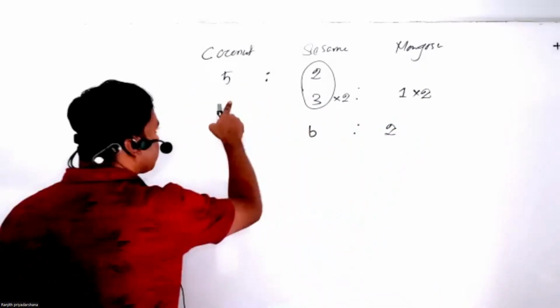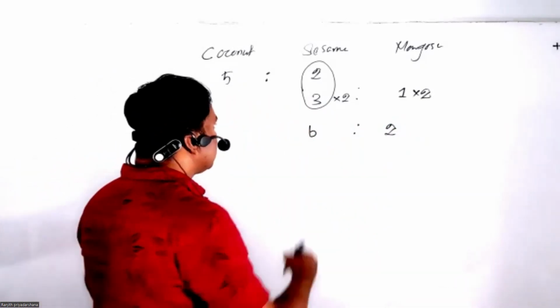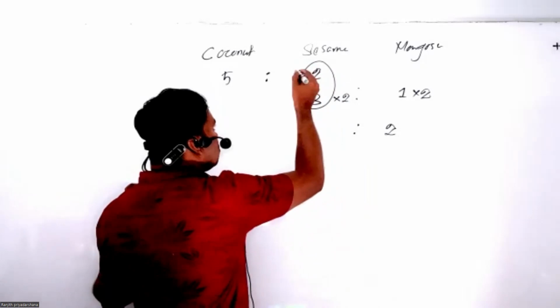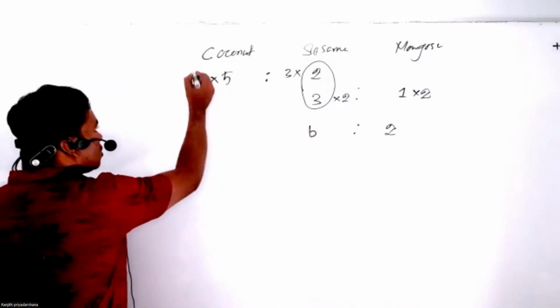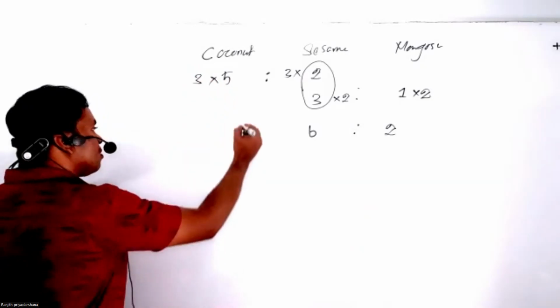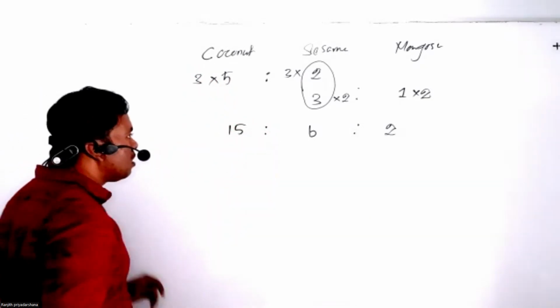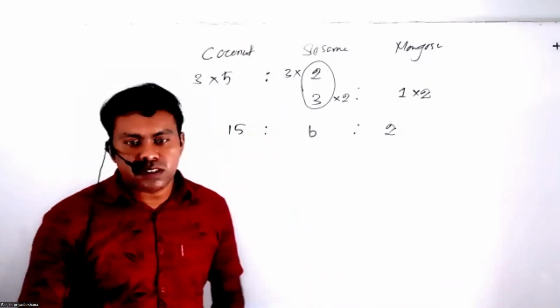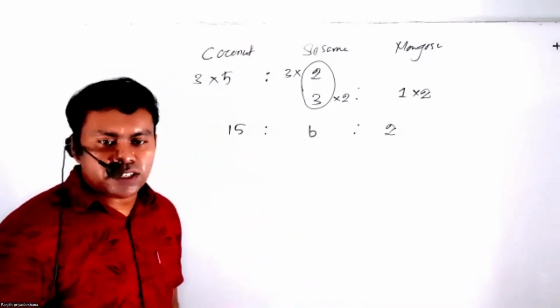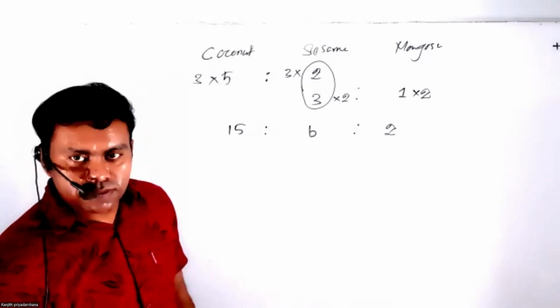And here you can see, if you want to get that 6, you have to multiply this 2 by 3, right? So the associated coconut also is multiplied by 3. So that's 15. So now the ratio is 15 to 6 to 2. Did you get that ratio? Yes, sir. Right.